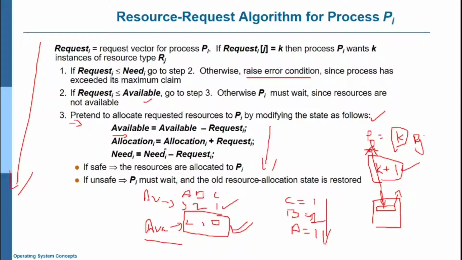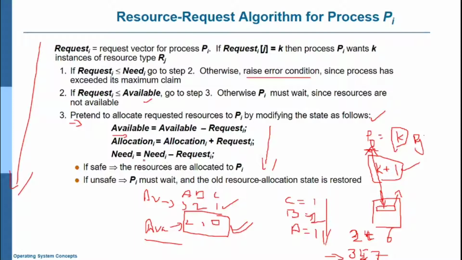Allocation equals Allocation plus Request. Previously, P0 was already allocated, for example, 2, 4, 6. The newly requested was 1, 1, 1. So the newly allocated for P0 will be 3, 5, 7.